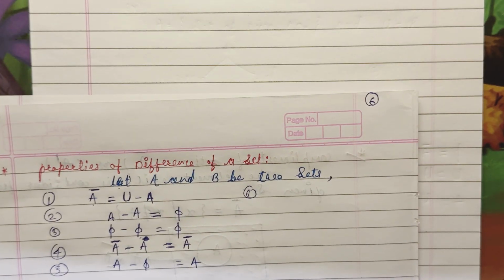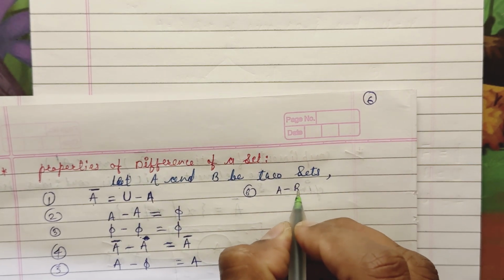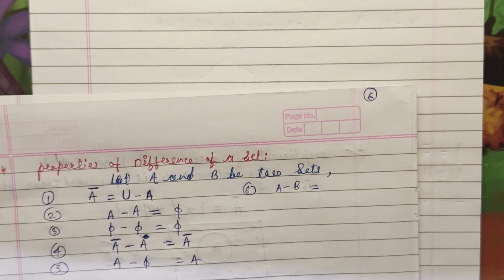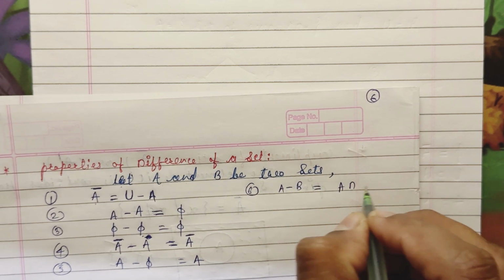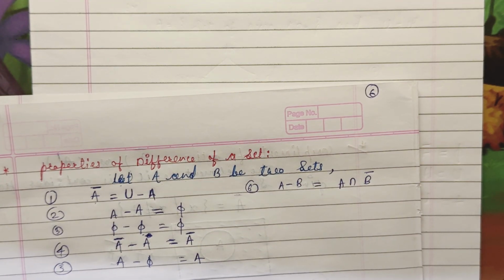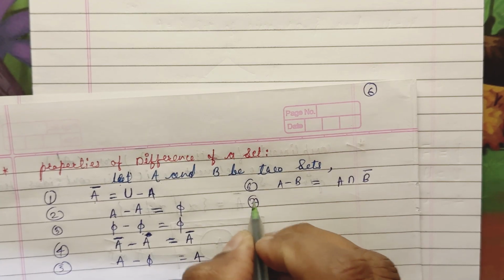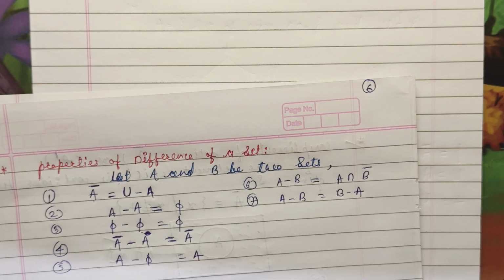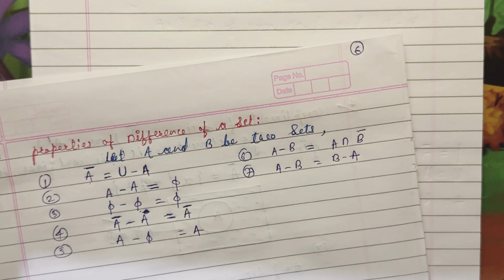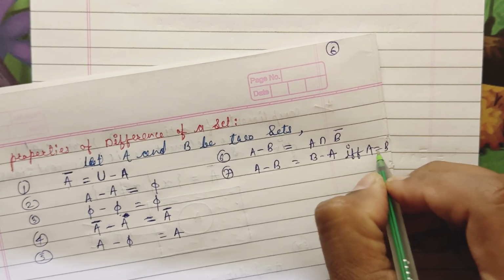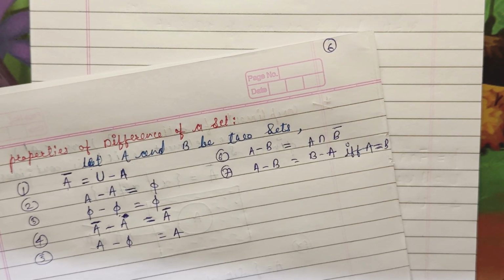Sixth, the difference of A and B. We write the difference between two sets A and B as A intersection B complement. Seventh, the differences A minus B and B minus A are equal whenever A and B are equal sets, if the two sets are equal.